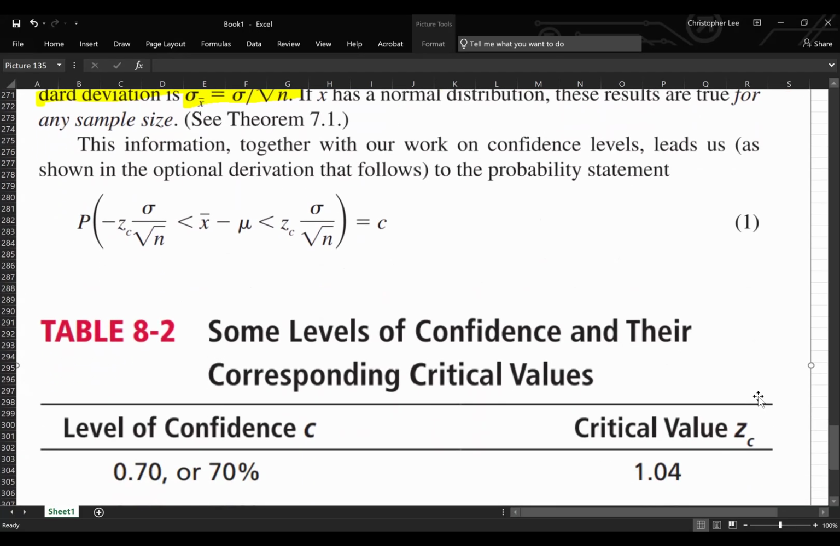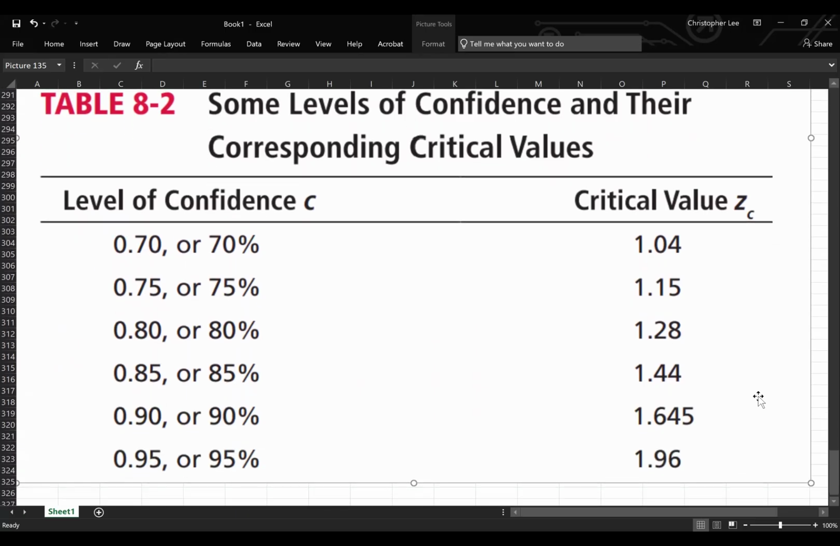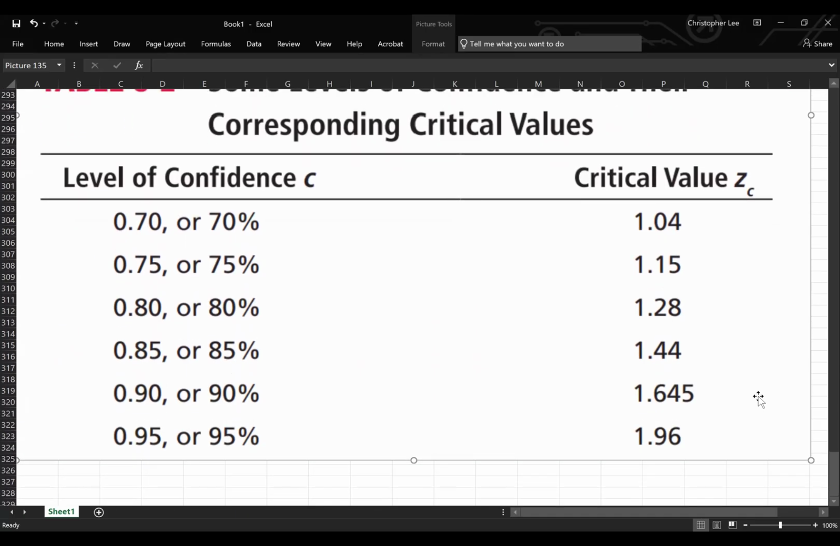So the table that Danny used, here it is, right? Here are some levels of confidence and their corresponding critical values already worked out for you, so you don't have to go through what I just did, drawing the distribution and looking up in the table to find the z critical values. If the confidence level is 70%, the critical value is 1.04. If the confidence level is 80%, the critical value is 1.28.